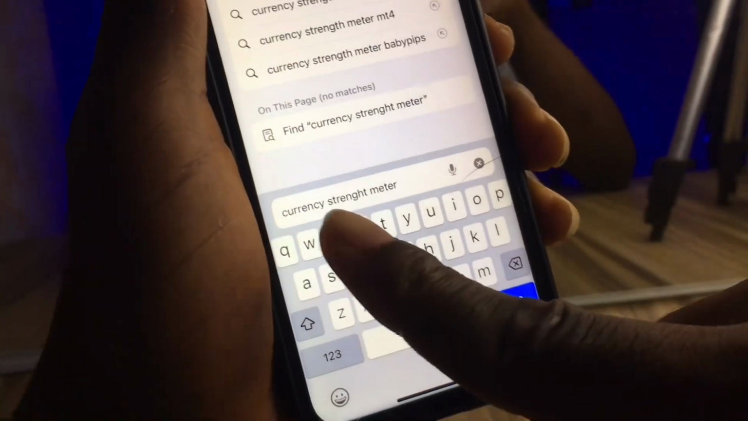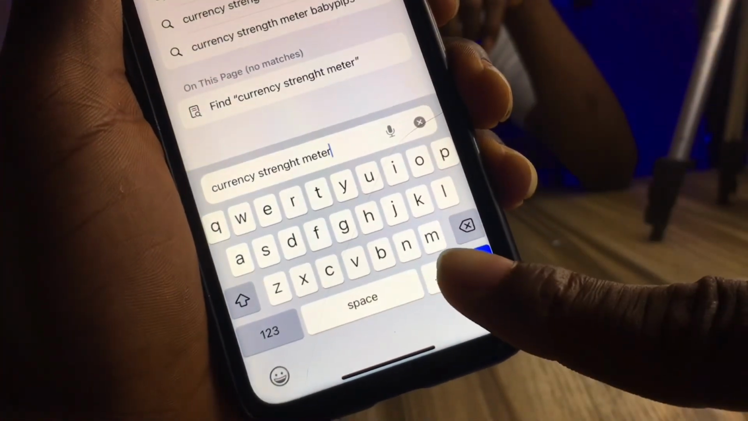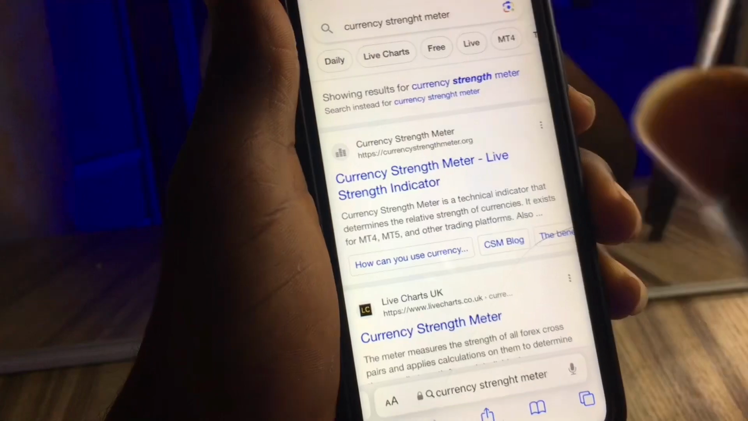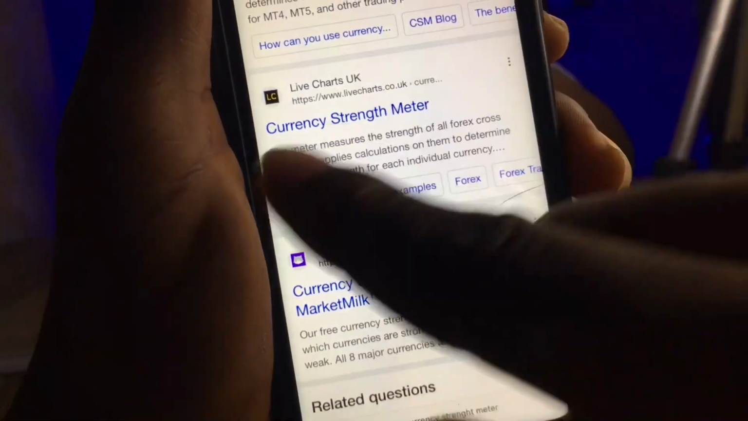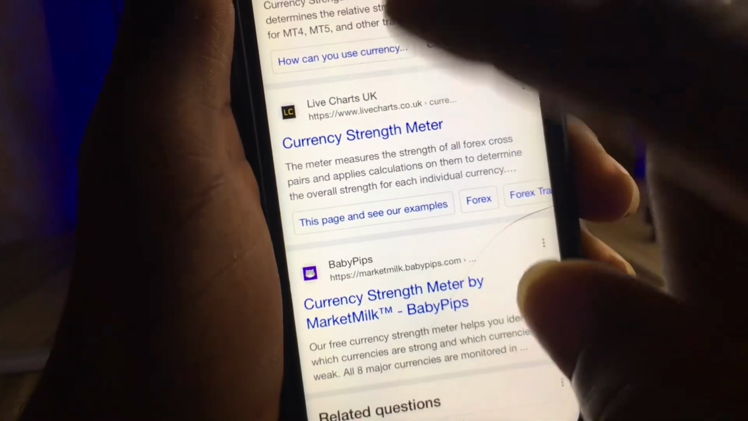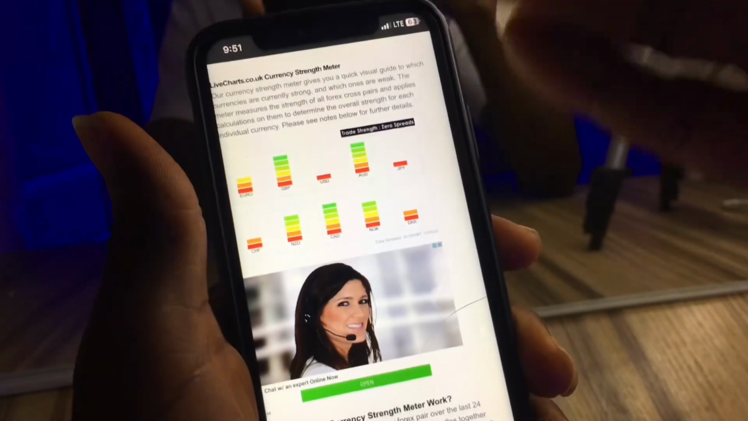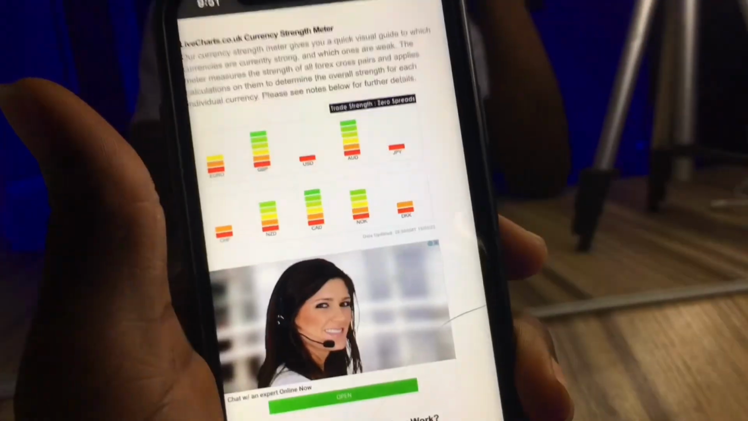Now all you need to do is type in currency strength meter, and once you've done that, go ahead and hit go. Once you've done that, what you need to look for is livecharts.co.uk currency strength meter. This is the best one out there, so go ahead and tap into it. With this right here, we've already gotten a good idea of what we can trade.